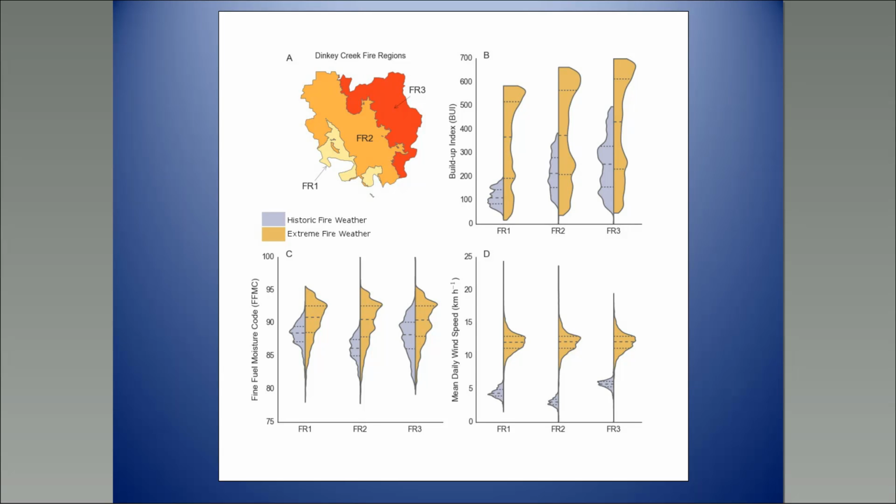So in this figure, what you've got is the Dinkey simulation landscape and the three different fire regions, panel A. And then each of the other panels are different fire weather attributes that go into the model. What you see in the gray distributions is that historic fire weather, and then in the yellowy color is the extreme fire weather. I'd like to focus your attention on the lower right-hand panel, which is mean daily wind speed in kilometers per hour. And you see a big shift in increasing mean daily wind speed when we look at those Rim Fire data.